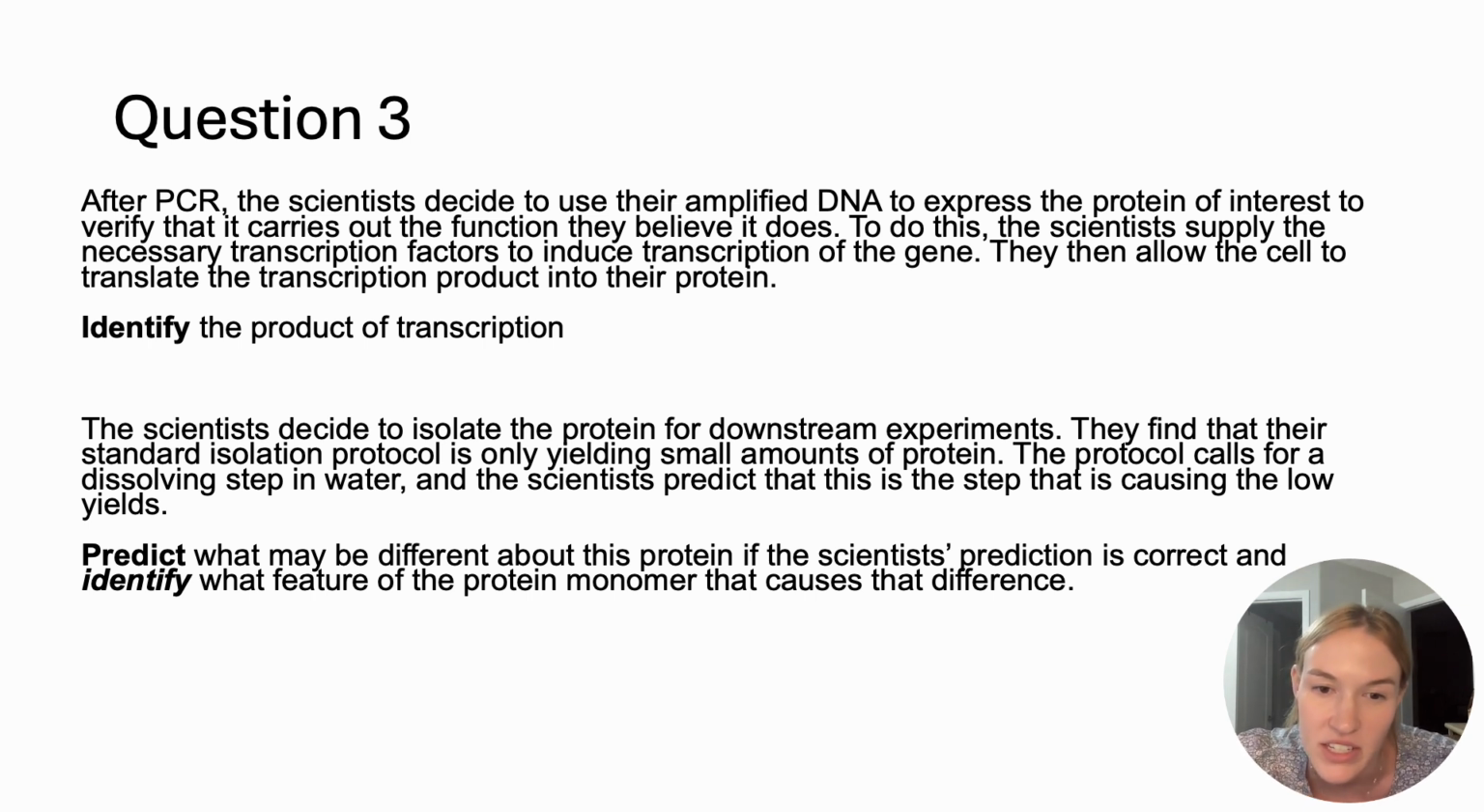The other part of this is, what feature of the protein monomer causes that difference? Well, remember that some parts of the protein monomer stay the same, right? NCC, NCC, that always stays the same. But think about what is different, and if that difference could potentially play a role in whether or not it'll dissolve. So think about those things, maybe pull back that chart with all the different amino acids in it and see what the groups are so that you can adequately answer this question.